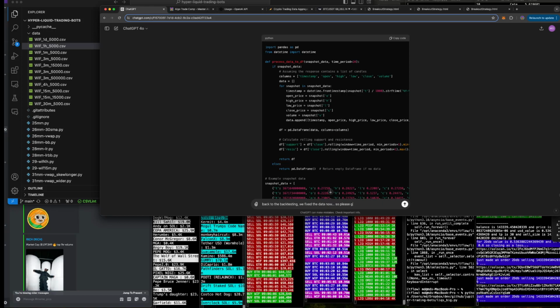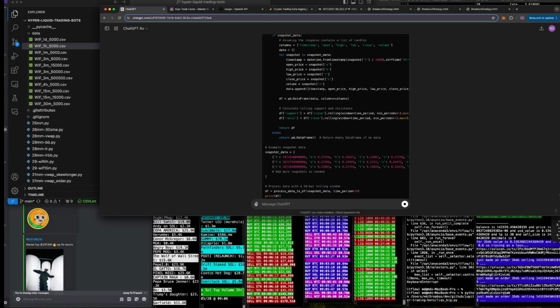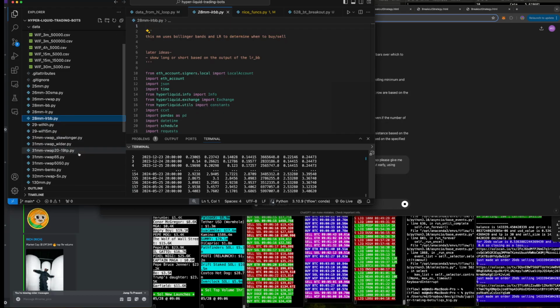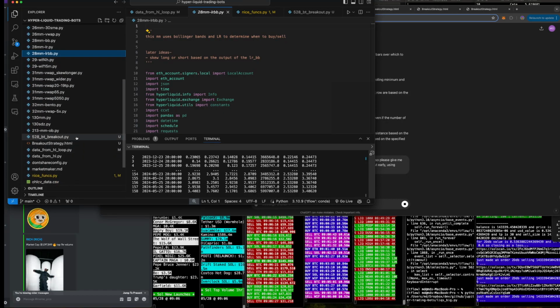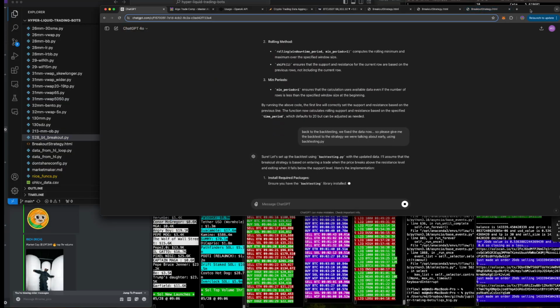So please give me the backtest to the strategy we were talking about earlier using backtesting.py. Let's see its memory. See how it does. See if it can just pick it up. I don't know. We'll see. Let's go, backtest. Okay, she's thinking over there.